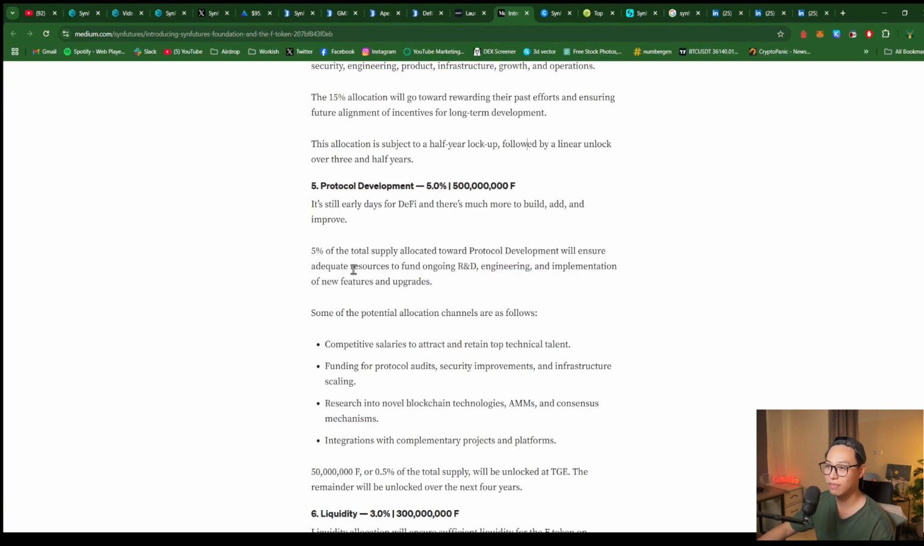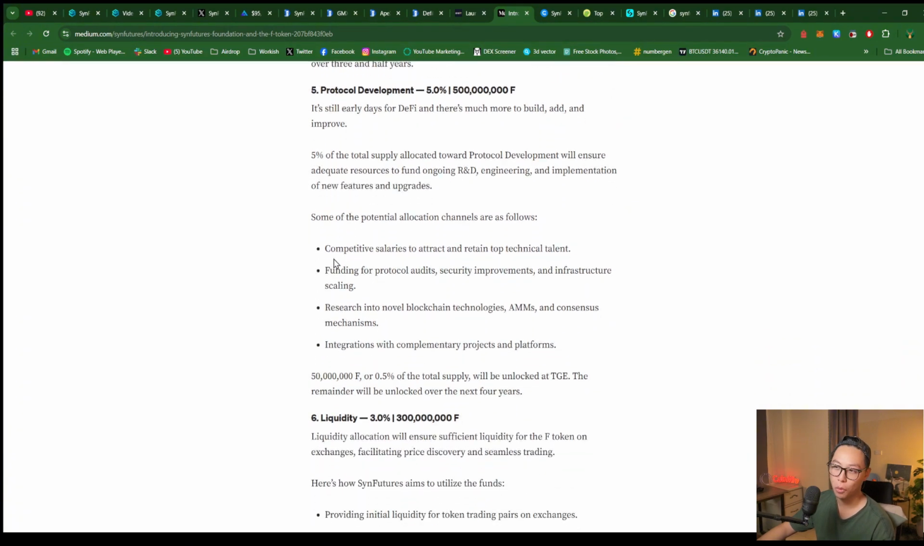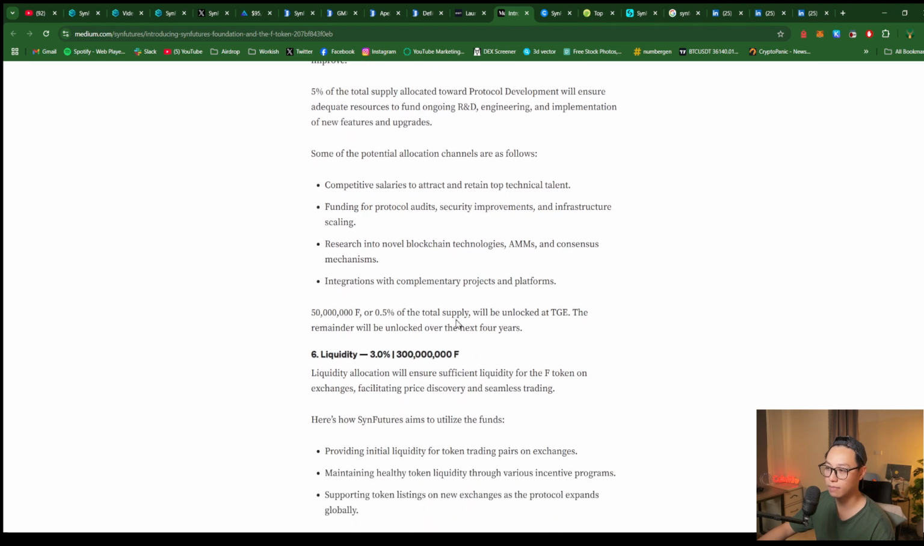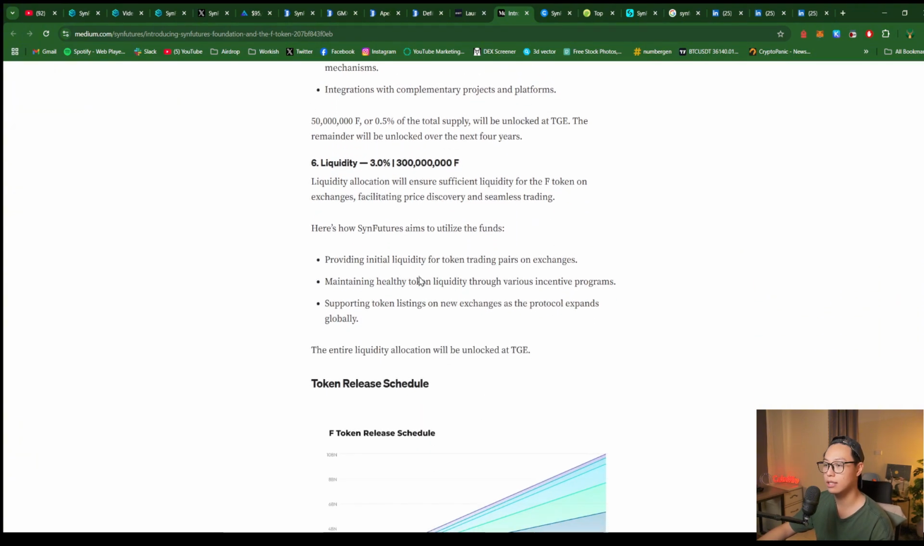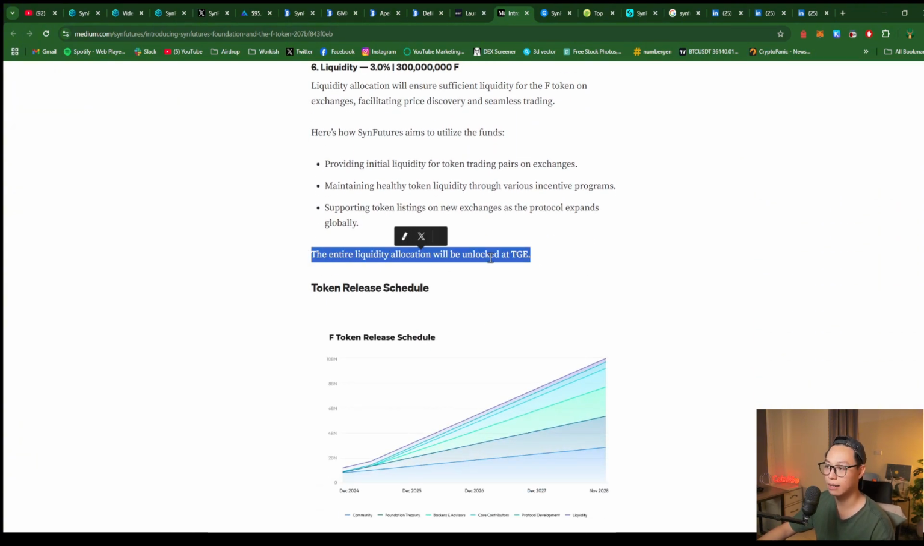Protocol development, 5% for salaries to the people or the employees, funding, audit, security, AMAs, technologies, marketing, I think, integration with complementary projects and platforms. Okay. All right. Only 0.5% will be unlocked at TGE. The remainder will be unlocked over the next 4 years. Liquidity is 3% unlocked entirely at TGE.